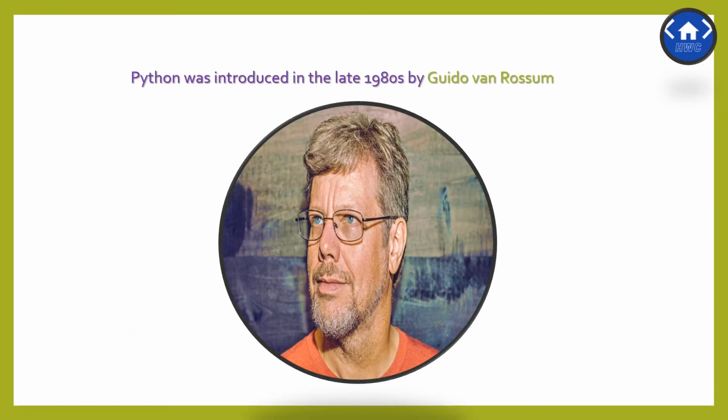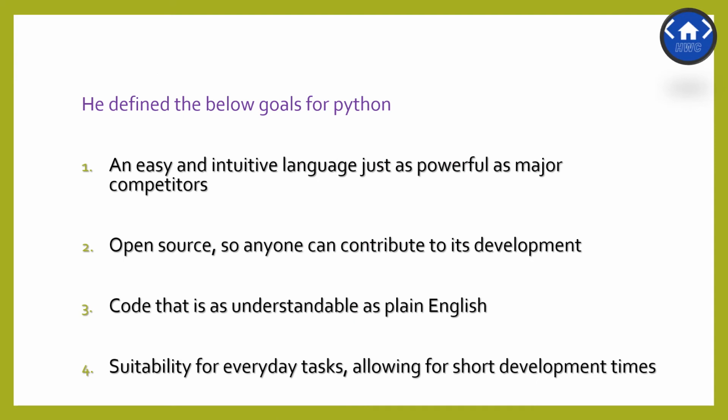Python was introduced in the late 1980s by Guido van Rossum. Guido van Rossum defined the below goals for Python. An easy and intuitive language just as powerful as major competitors. Open source, so anyone can contribute to its development. Code that is as understandable as plain English. Suitability for everyday tasks, allowing for short development times.